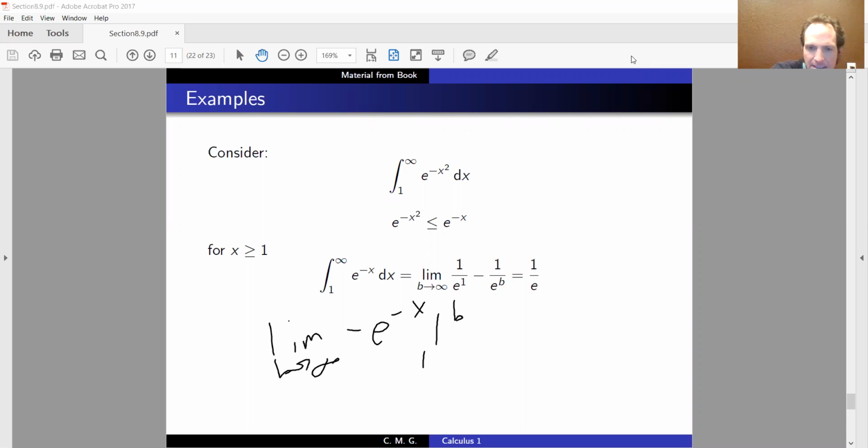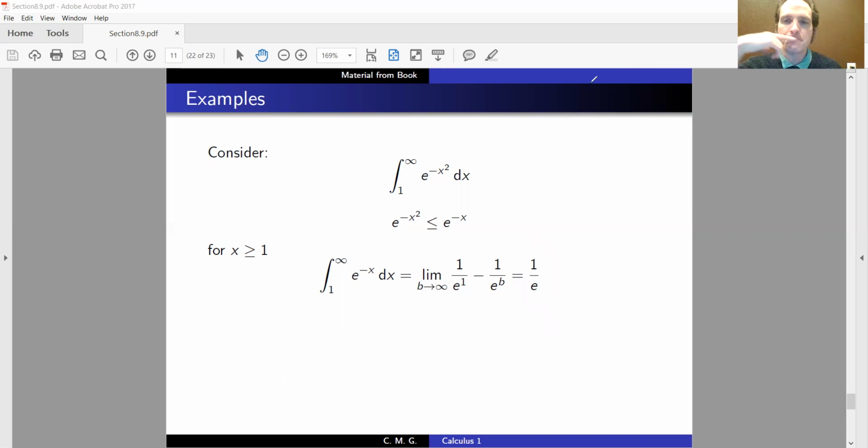And so what I get here is negative e to the negative b, minus negative e to the negative 1. So I get 1 over e minus 1 over e to the b, and in fact it ends up being just 1 over e, because as b goes to infinity, e to the b goes to infinity, 1 over e to the b goes to 0, and 1 over e is the only thing left. Okay. So this one limits to the right thing, and I get a finite number.